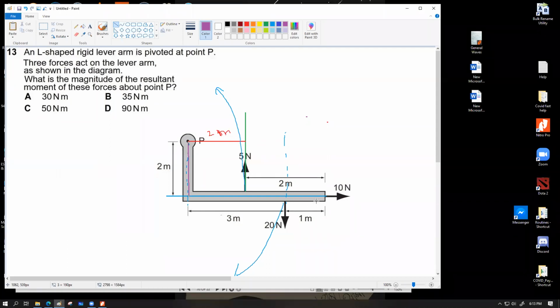Moments are not to be said to be left or right. Forces can be left or right, up and down. Moment can be clockwise or anti-clockwise. One of the easier ways, let me tell this for everyone: it will be anti-clockwise.